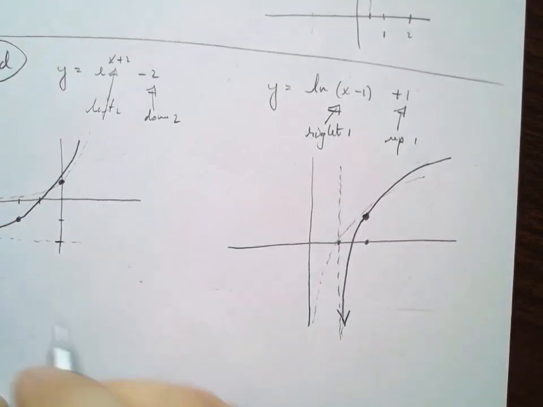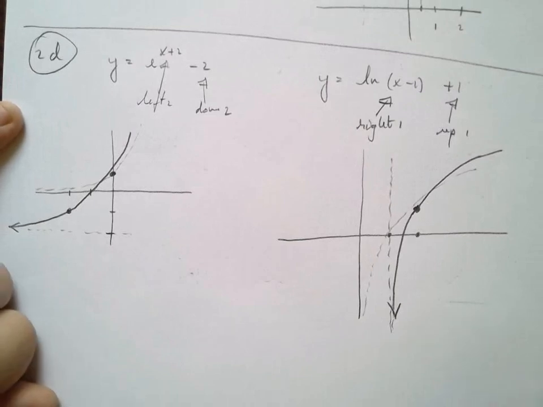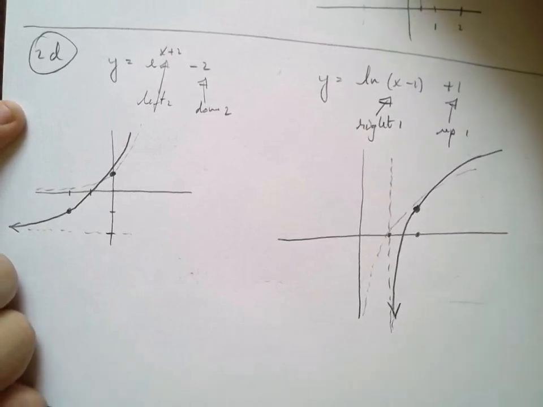So those are the 2 graphs for 2D, and that's it for problem 2, and that's it for the function section of this review packet.